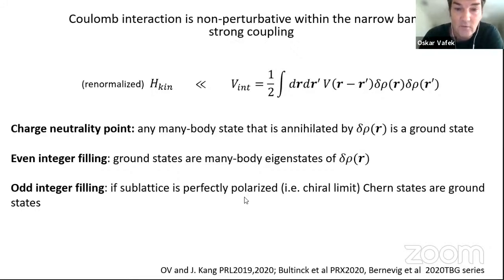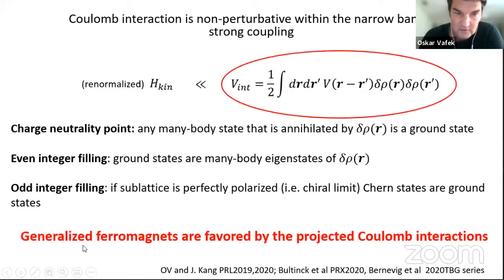and without the flat metric condition. But then, as I will show you, it will actually go away when W0 over W1 is close to 0.8, which is believed to be the realistic value. So that there we will actually get a larger degeneracy of states. But in any case, one way or another, we see that these generalized ferromagnets are favored by the projected Coulomb interaction. In real space, this was first shown in this 2019 paper.